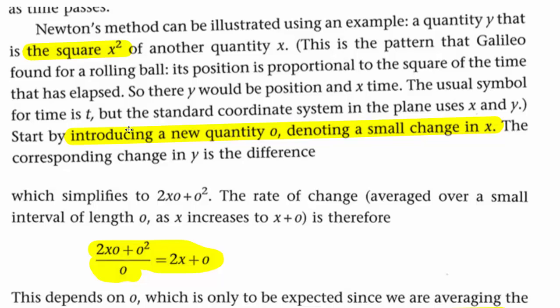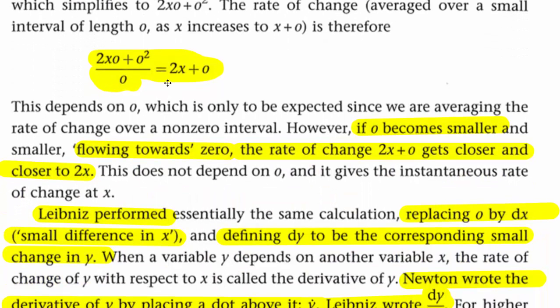So Newton started out by introducing a new quantity, ohm, to denote a small change in x. When he did the algebra on this, it simplified out to be 2x plus ohm. And he noticed that if ohm became smaller, like it was flowing towards zero, the rate of change of 2x plus ohm gets closer and closer to 2x.